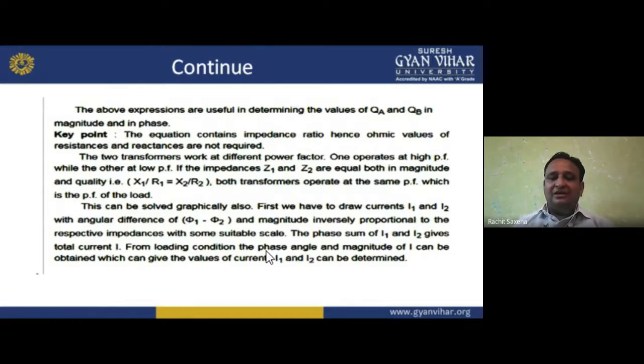Both transformers operate at the same power factor, which is the power factor of the loop. So this can be solved graphically also. First we have to draw the currents I1 and I2 with angular displacement phi 1 and phi 2 of the first transformer and second transformer, and magnitude inversely proportional to the resistive impedance with some suitable scheme. The phasor sum of I1 and I2 gives the total current I. From the loading condition, the phase angle and the magnitude of I can be obtained, from which the values of the currents I1 and I2 can be determined.